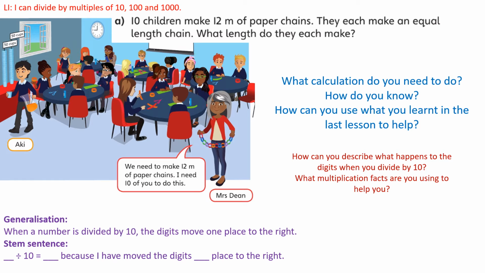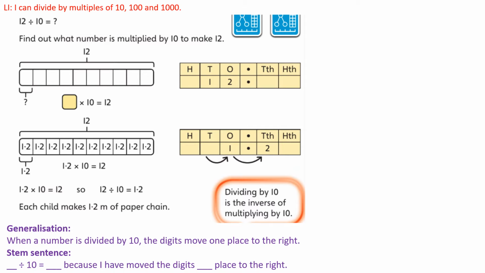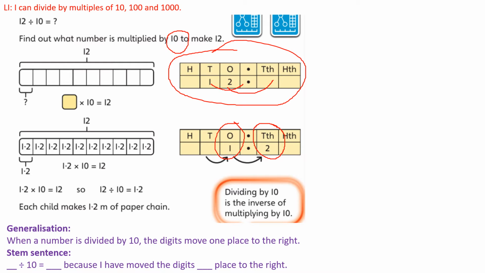That's right, we are dividing today. So let's divide 12 by 10. Now in the first place value grid, you can see we have got the value of 12. Now when we divide by 10, we are moving one place to the right. So you can see in this place value grid that the 2 has gone to 2 tenths and the 1 has gone to 1 ones. So we know that 12 divided by 10 is 1.2.